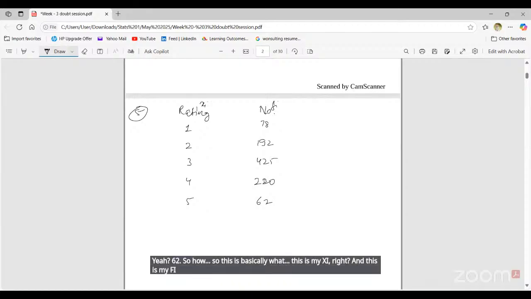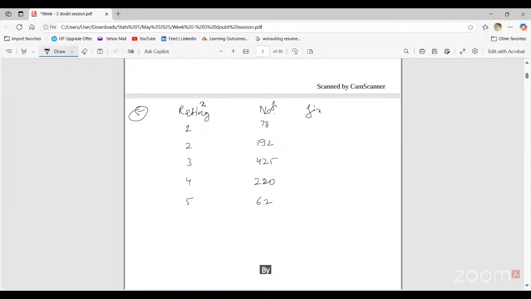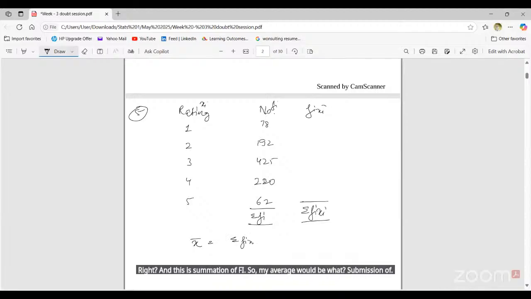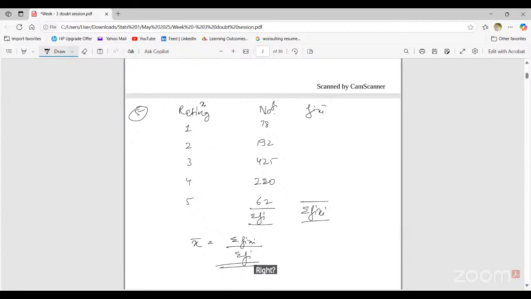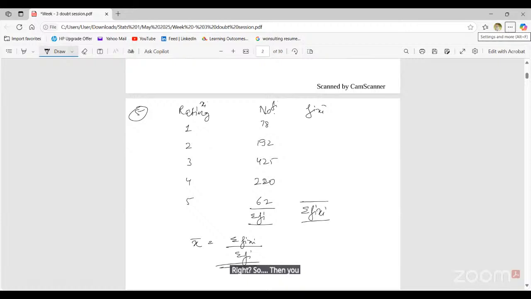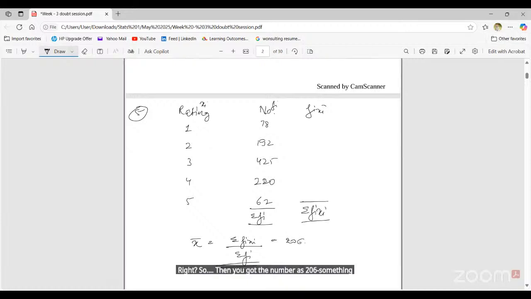So how are you going to calculate the average? By calculating fi xi? Yes, ma'am. First, then you sum all the numbers, sigma fi xi, and sigma fi. So my average would be summation of fi xi divided by summation of fi. You calculate it like this, right? So then you got the number as 206 something point. You got that, right? Yes, ma'am.